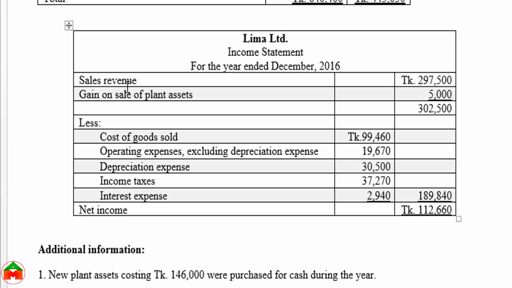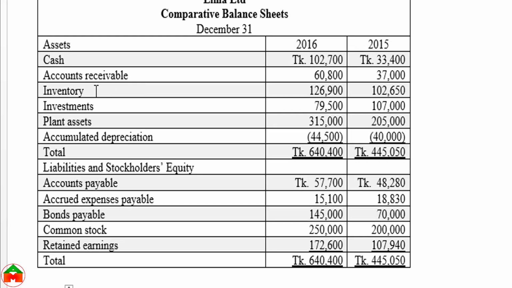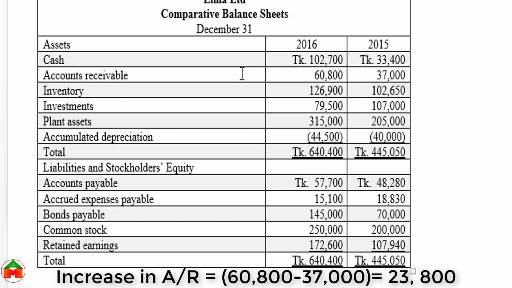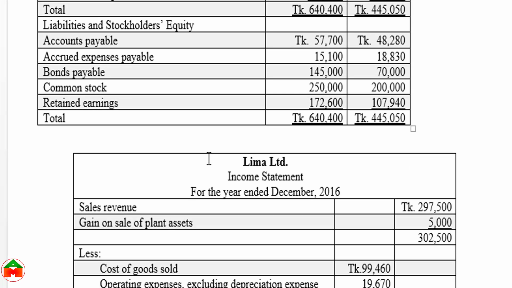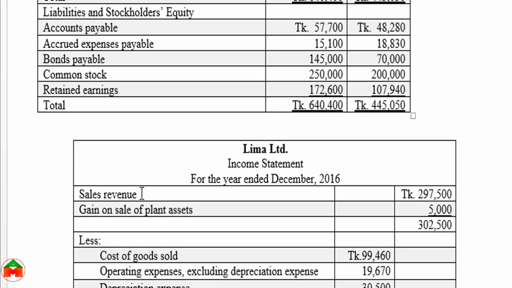In the question we can see the amount of sales revenue is 297,500. So with this sales revenue we will adjust the increase or decrease of accounts receivable. Here we can see in the comparative balance sheet the amount of accounts receivable in 2015 is 37,000 and in 2016 is 60,800. You can see there is an increase of accounts receivable. So if there is an increase in accounts receivable, we will deduct this increase from the sales revenue. Let's see it practically.